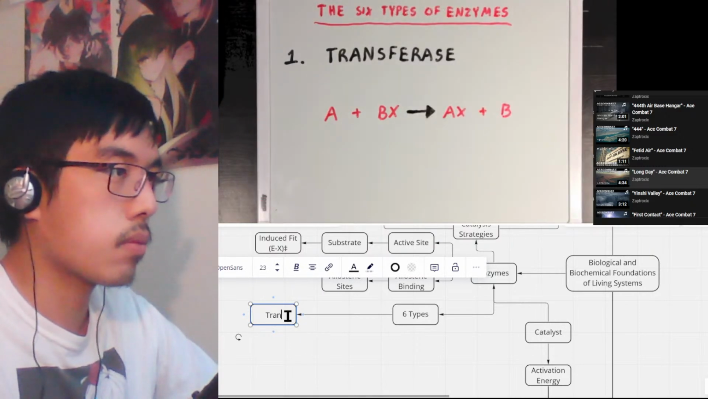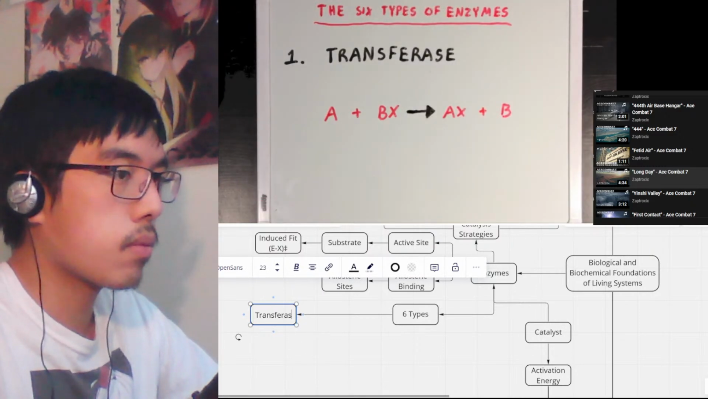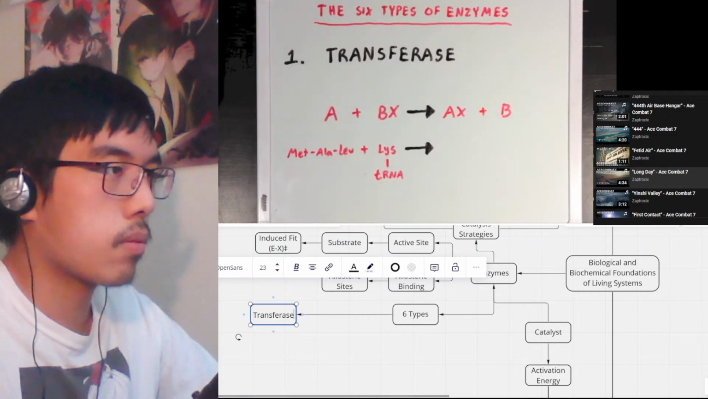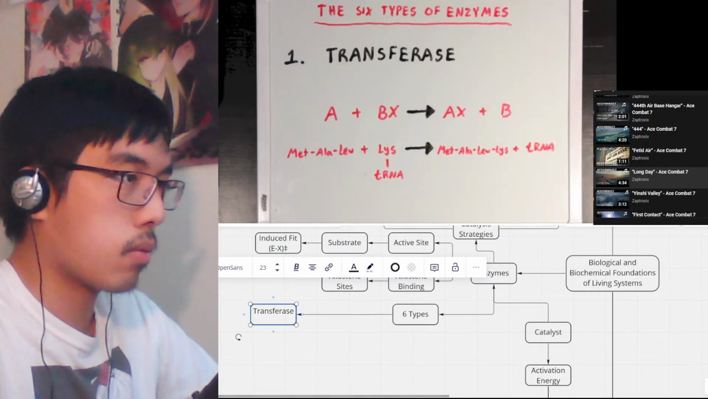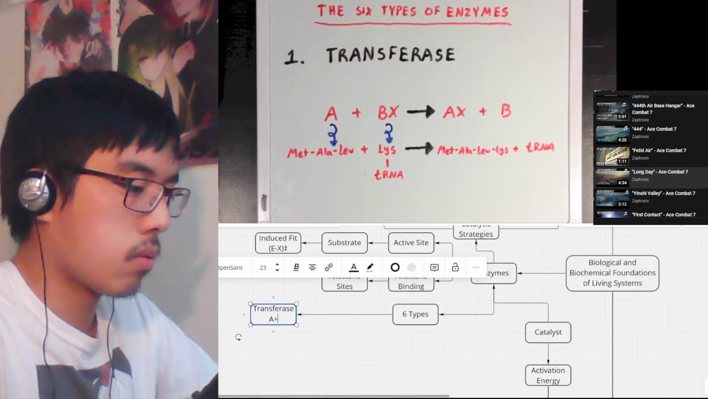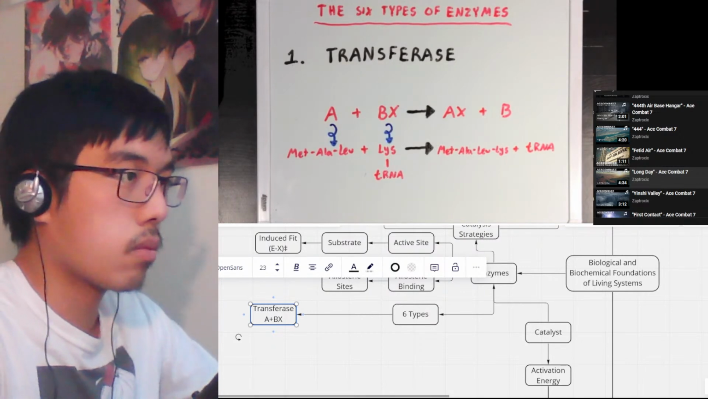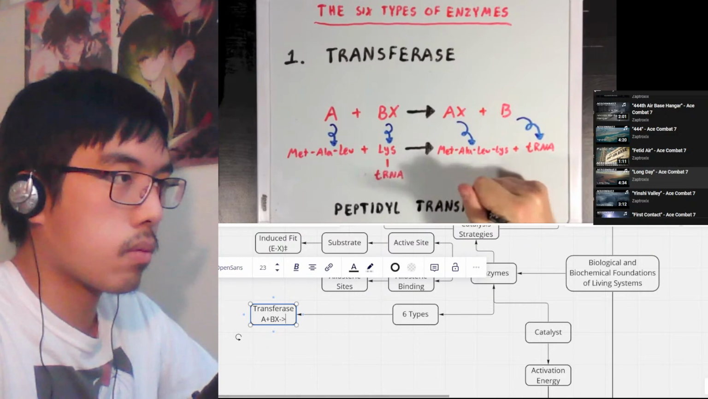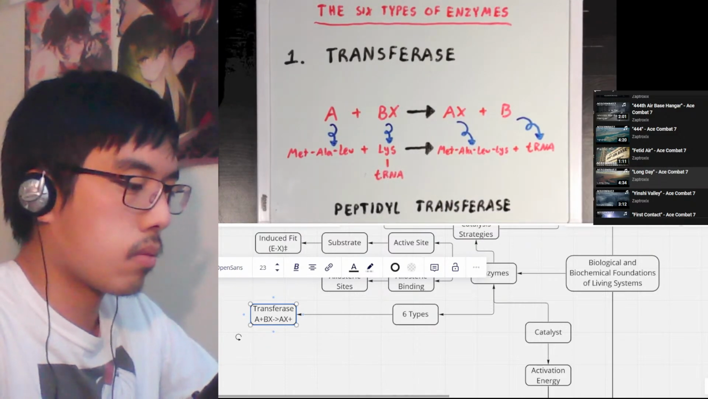group X from molecule B to molecule A. And a great example of one of these reactions occurs during protein translation, where amino acids bound to tRNA molecules are transferred over to the growing polypeptide chain. So in this case, A refers to our amino acid chain, B refers to our tRNA, and X refers to this lysine residue which is being transferred from B to A. And this reaction in particular is catalyzed by an enzyme called peptidyltransferase, which is an appropriate name since it is a transferase involved in making peptides.